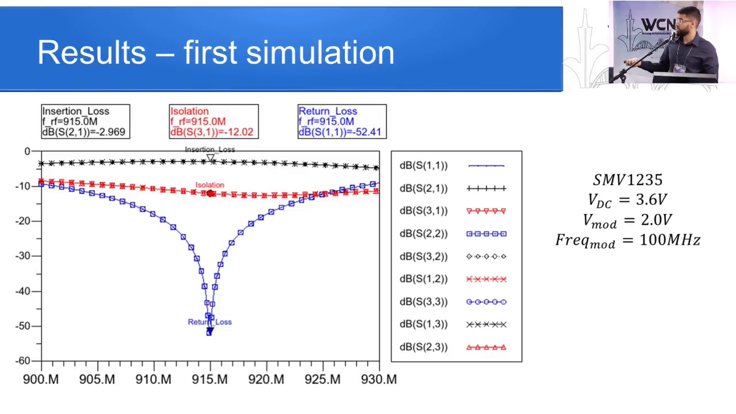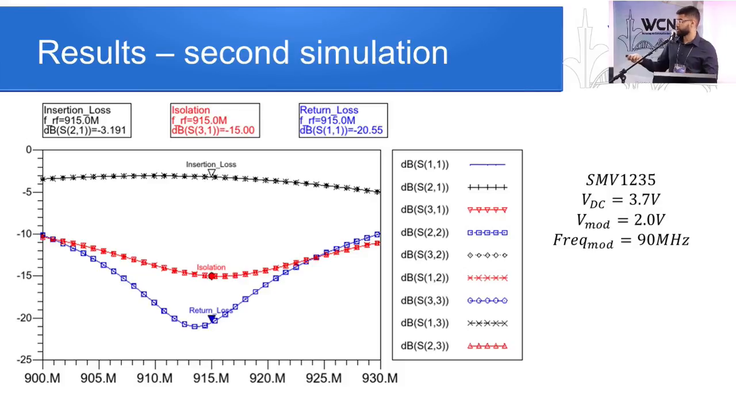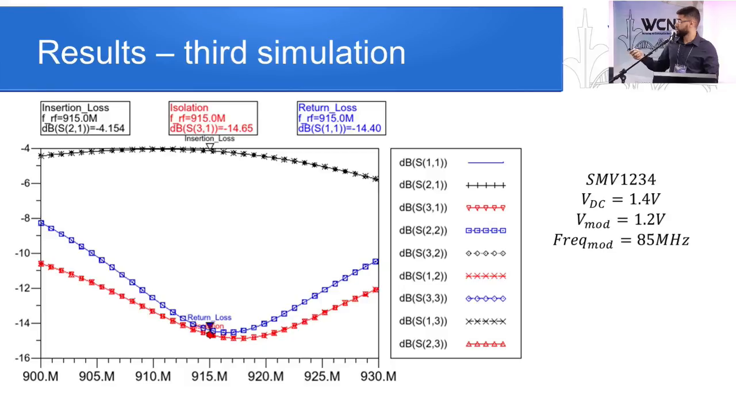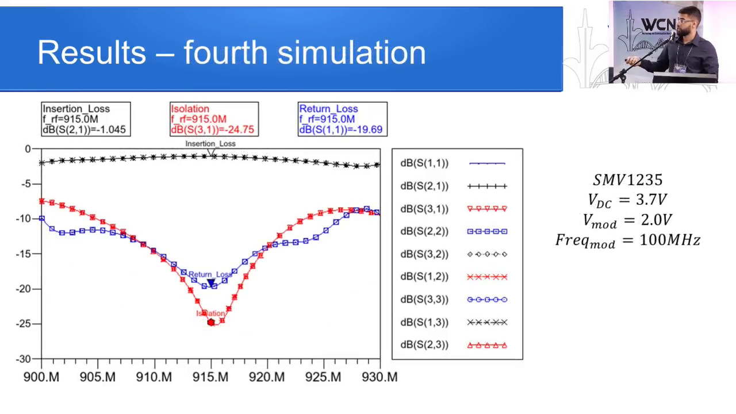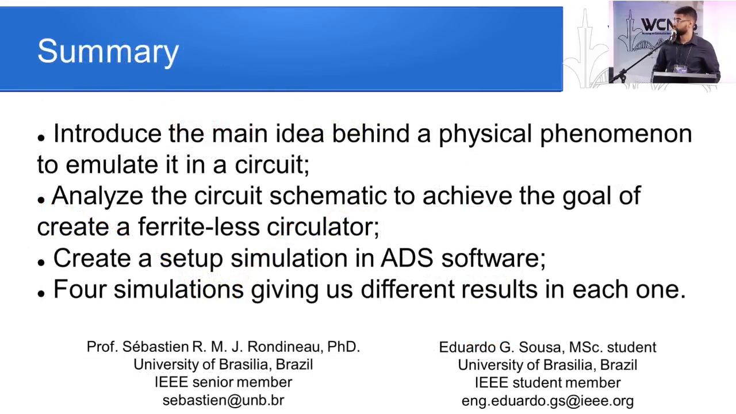In the second simulation, we changed our modulation frequency and we obtained a more balanced solution. In the third simulation, we changed our varactor, and with this, we could decrease our source values, but the result is the same as the others. And in the fourth simulation, we had our best result. Insertion loss is about 1 dB, okay, and this value is similar to the ferrite circulators that we have in the industry. So if you have any questions, thank you.